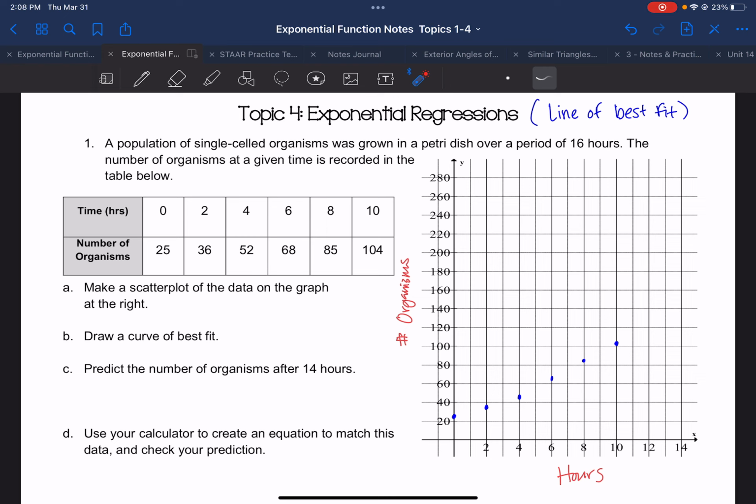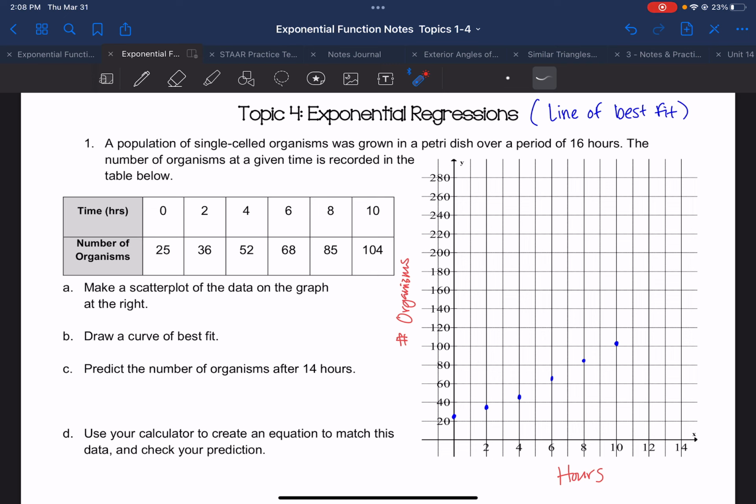It says a population of single-celled organisms was grown in a petri dish over a period of 16 hours. The number of organisms at a given time is recorded. This represents hours. Here are my x values, which represent hours, and here are my y values, or my independent and then my dependent. So at 0 hours, there's already 25 inside the petri dish. At 2 hours, there was 36. At 4 hours, there was 52. Bam, bam, bam.